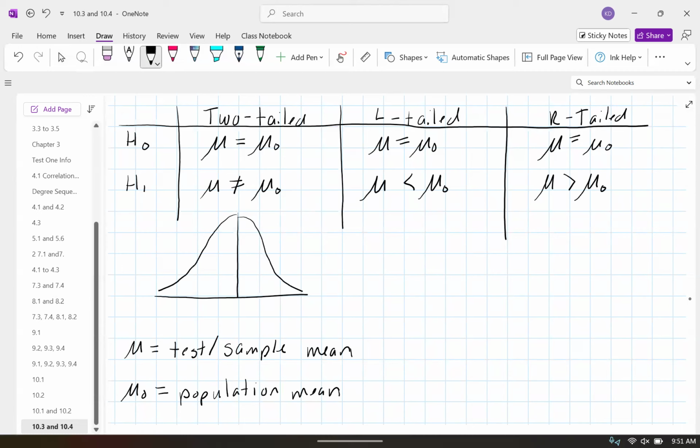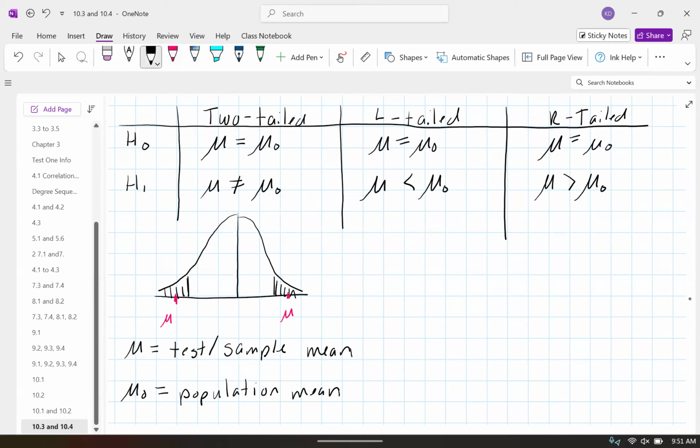So for our two-tailed test, we're saying that our test value is in the tails. So it's different. It's not bigger, it's not less. Well, we're going to see if it's bigger or less, but just that it's different. We're not going to claim one direction or another.